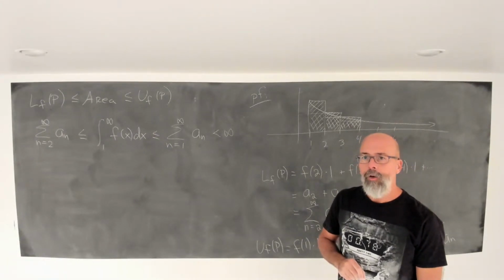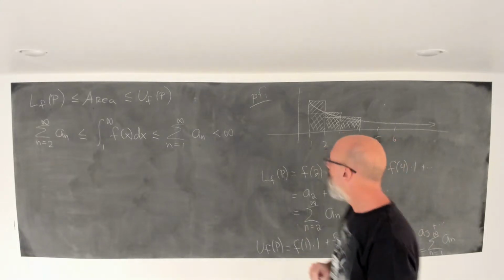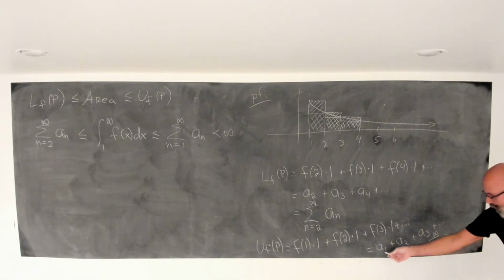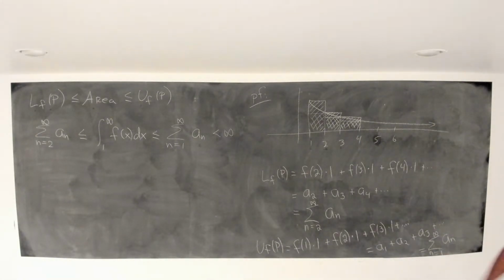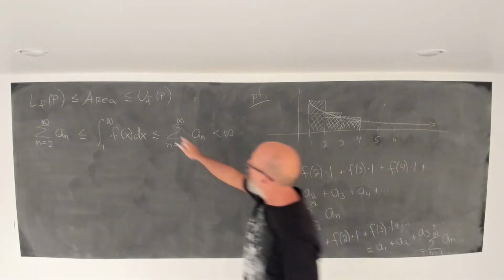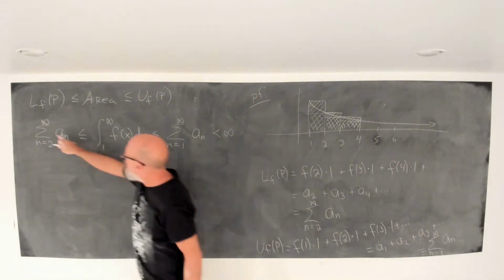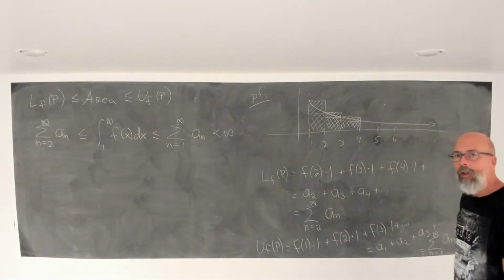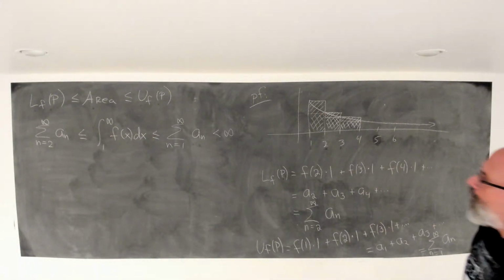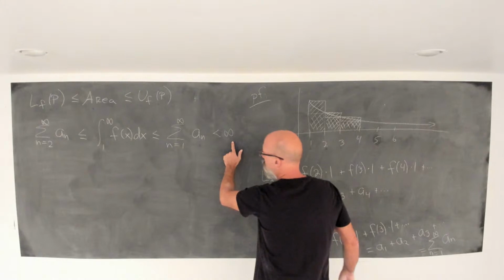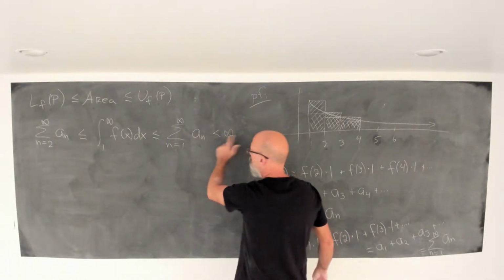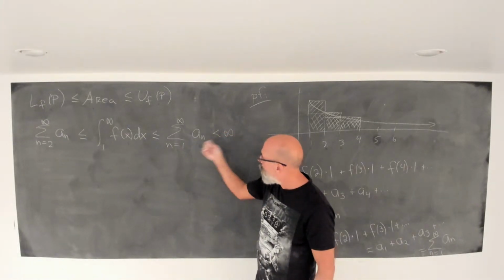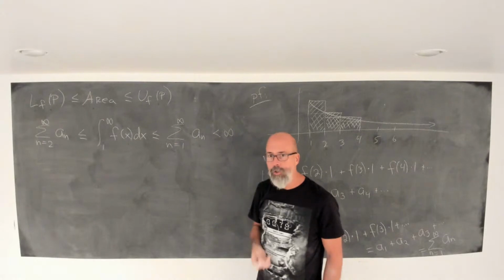Jeremy is asking, why is it 1 to infinity? Well, we have it right here. That's your upper sum. And this one is your lower sum. The function does need to be positive, absolutely. So if the series converges, then the integral is less than infinity. If the series is less than infinity, the integral is less than infinity. If the series converges, the integral converges.